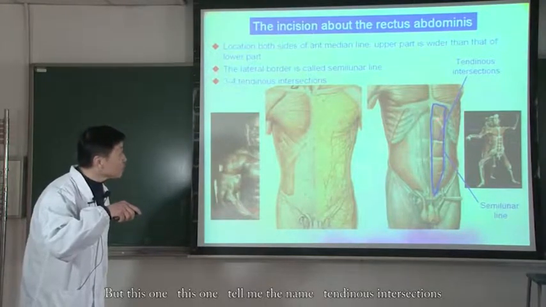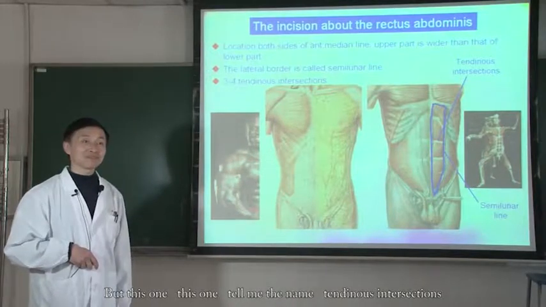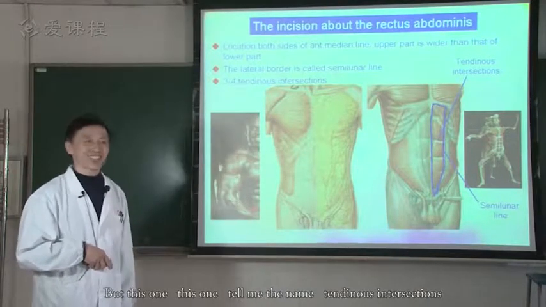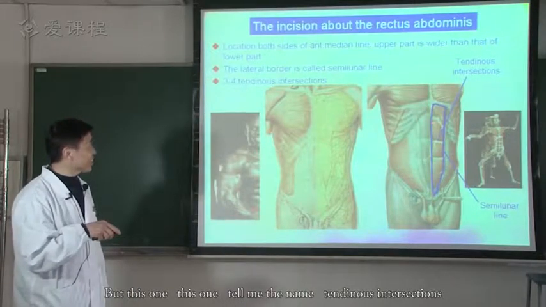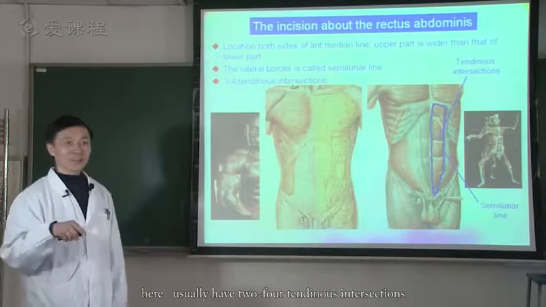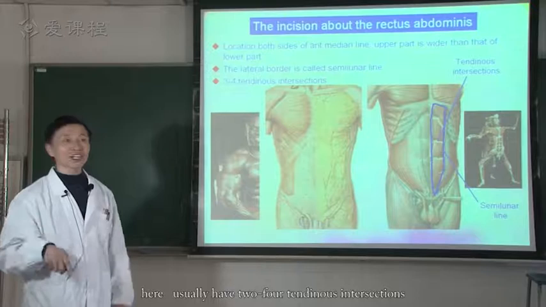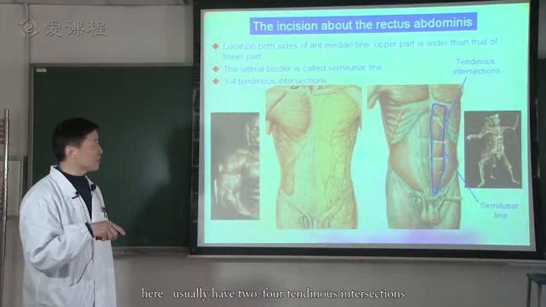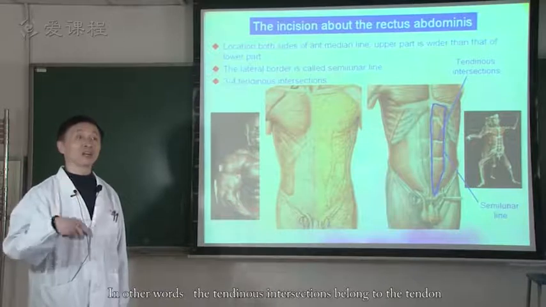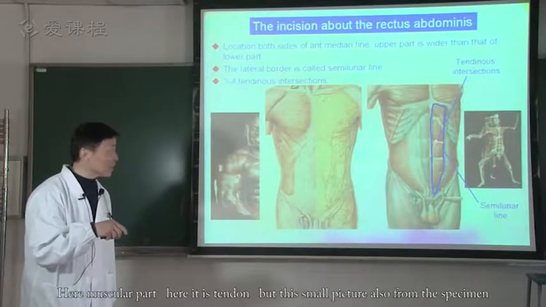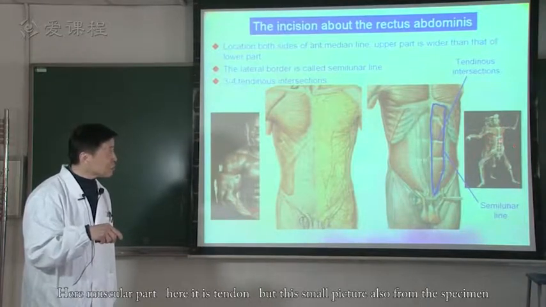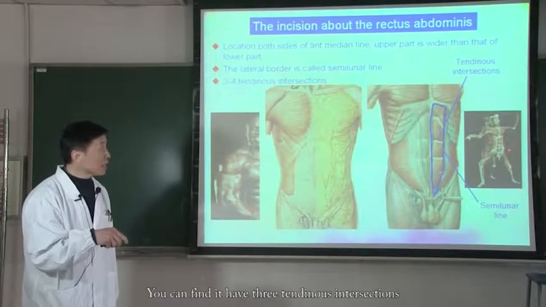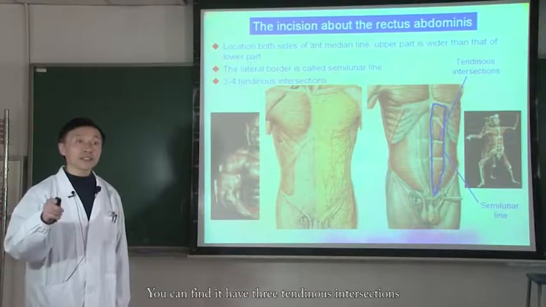But this one, this white one, tell me what the name is. This one is the tendinous intersection. Usually this muscle has two to four tendinous intersections. In other words, the intersection actually belongs to the tendon. Here is the muscular part, here the tendon. This small picture is also from the specimen. You can find there are three tendinous intersections.